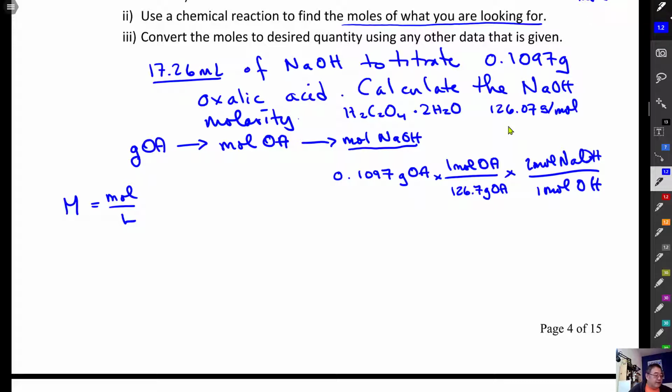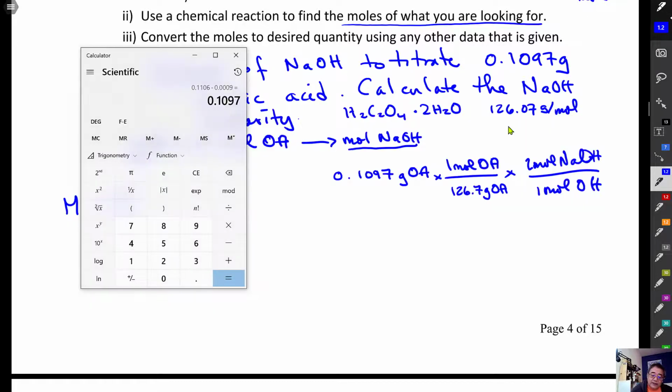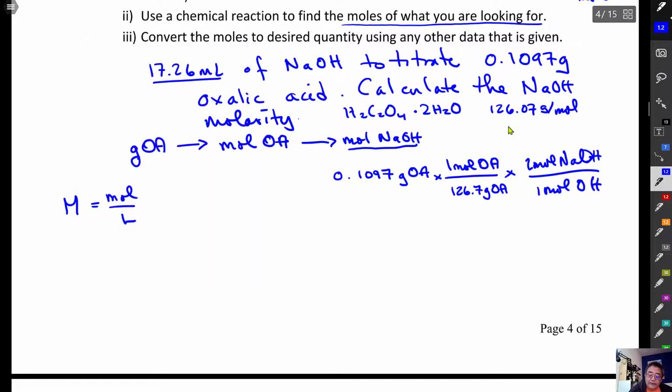So we're going to calculate that value. I'll pull up a calculator to do it actually. It's going to be 0.1097 divided by 126.07, I left the 0 out there, times 2. And that comes out to 1.7403 times 10 to the minus third moles of NaOH.